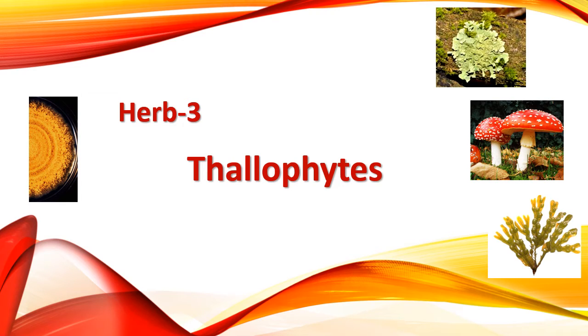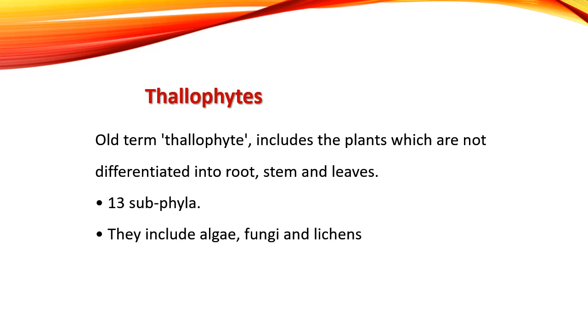هنتكلم على الجزء الأخير من الهرب with thallophytes. The thallophytes, all term including all plants which are not differentiated into root, stem and leaves, or the primitive plants. They are divided into 13 subphyla including algae, fungi and lichens.